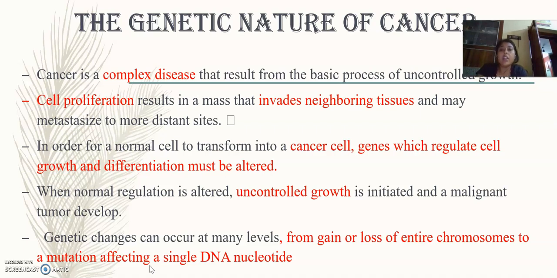So, what is the genetic nature of cancer? Now, cancer is a complex disease, right? And you know that cancer basically results from the process of uncontrolled growth and division. Now the total number of cells in our body needs to be constant, right? That means the total number of dying cells will be equal to the total number of growing cells.